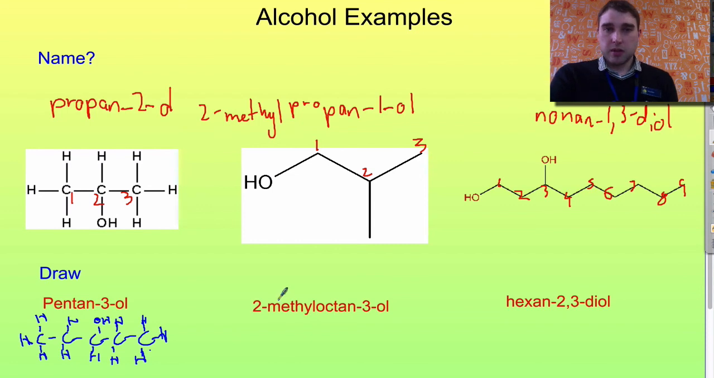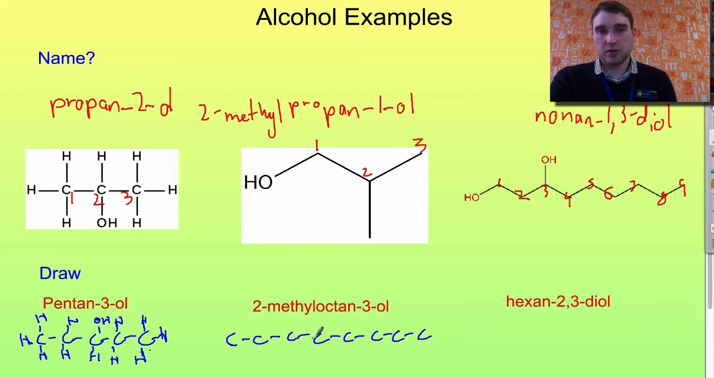This one here, 2-methyl-octan-3-ol. So we're going to start with the octane bit. 1, 2, 3, 4, 5, 6, 7, 8. On carbon 2 we've got a methyl group, and on carbon 3 we've got our hydroxyl group.